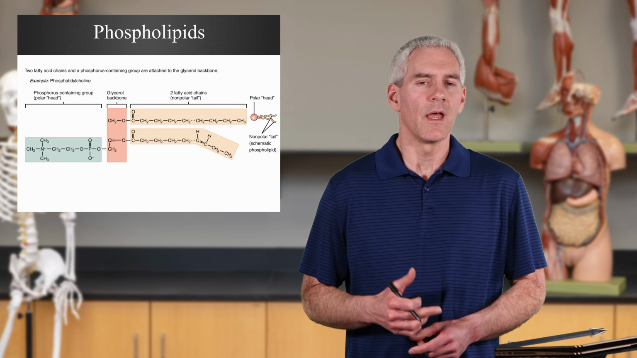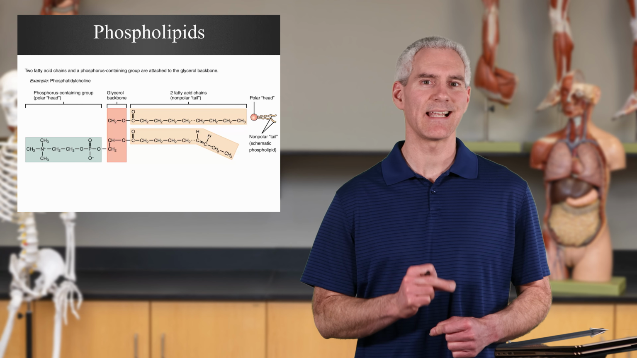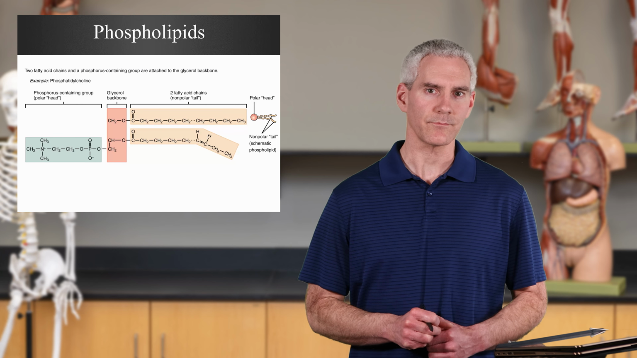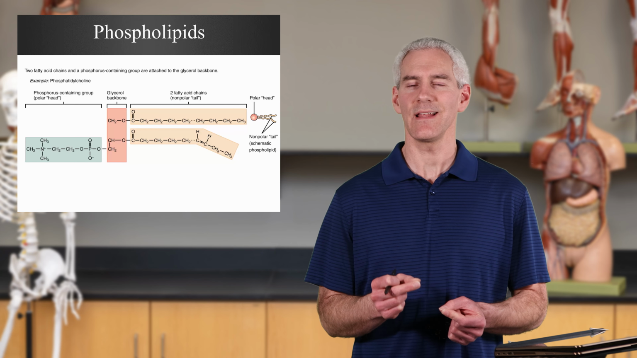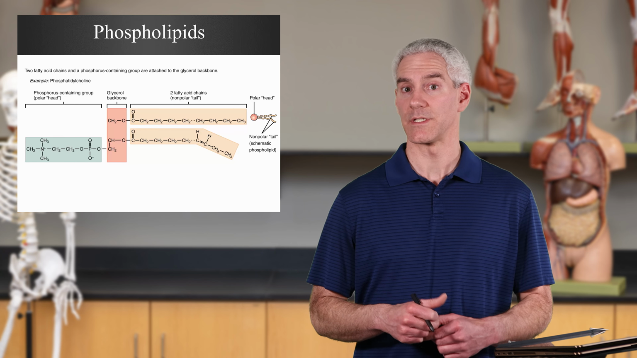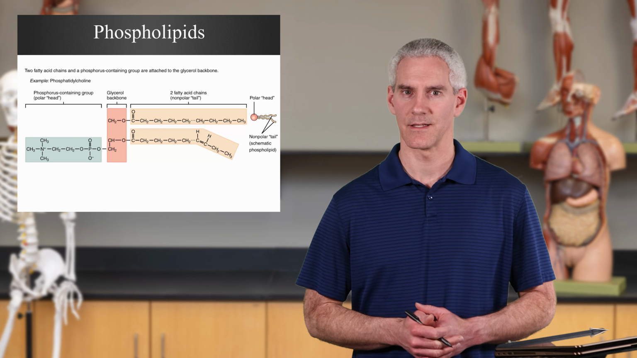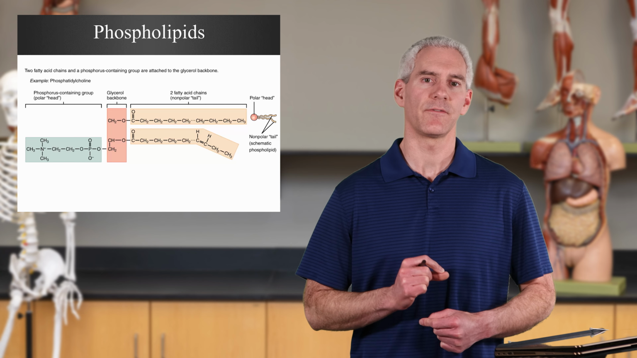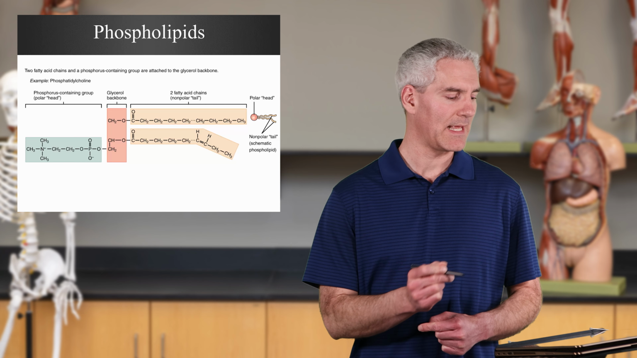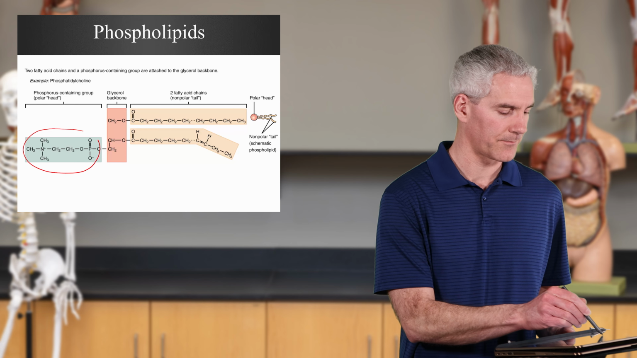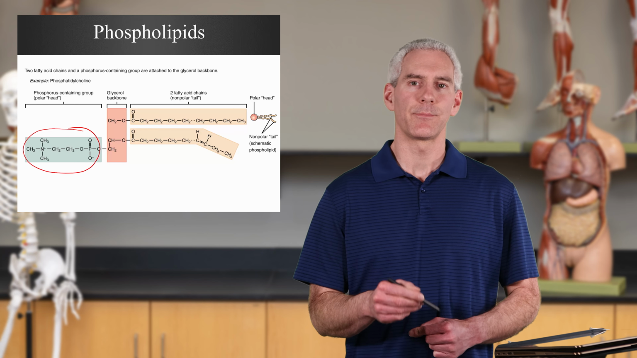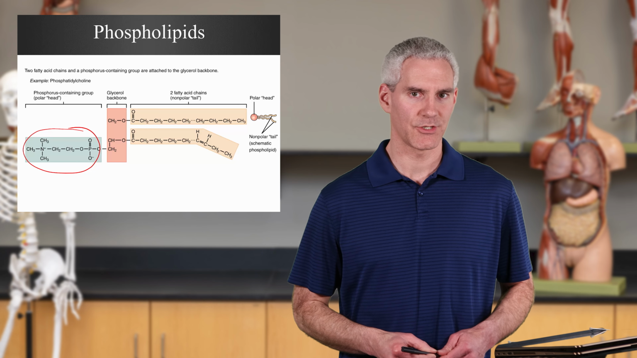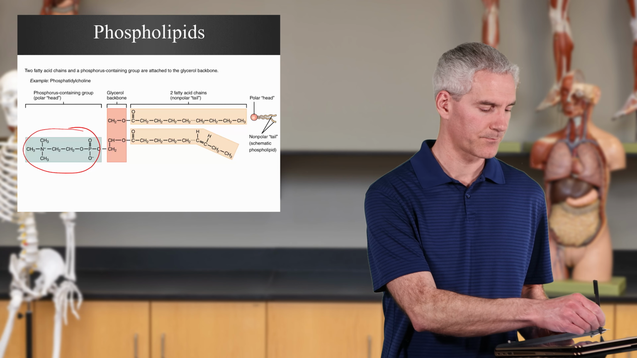Phospholipids. Now, phospholipids is the second category. In phospholipids, we still have the glycerol backbone. We still have 2 fatty acids. But instead of the 3rd fatty acid, now we have this phosphate group over here. So we have replaced one of the fatty acid chains with a phosphate group.